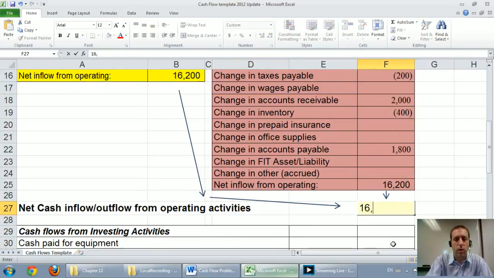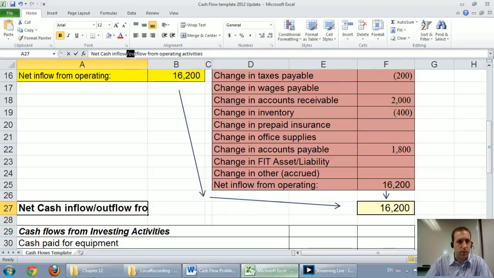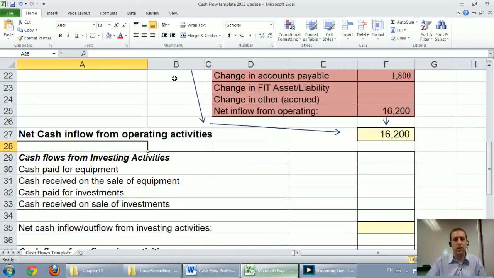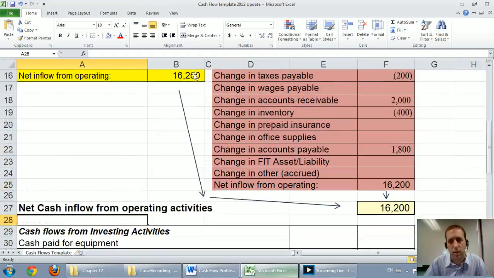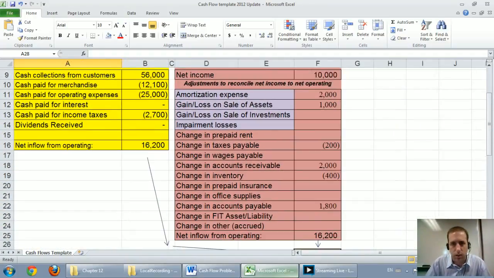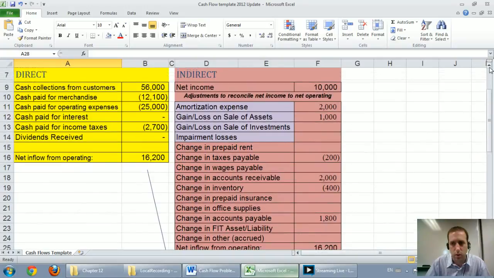So our overall inflow here is 16,200, and this is an inflow from operating activities. Now, from here on, the investing and the financing section are the same, no matter which method you choose. And again, you're just going to choose one or the other. Let me just zoom back out a little bit further and give us a bit of a bird's eye view on the direct and indirect methods.